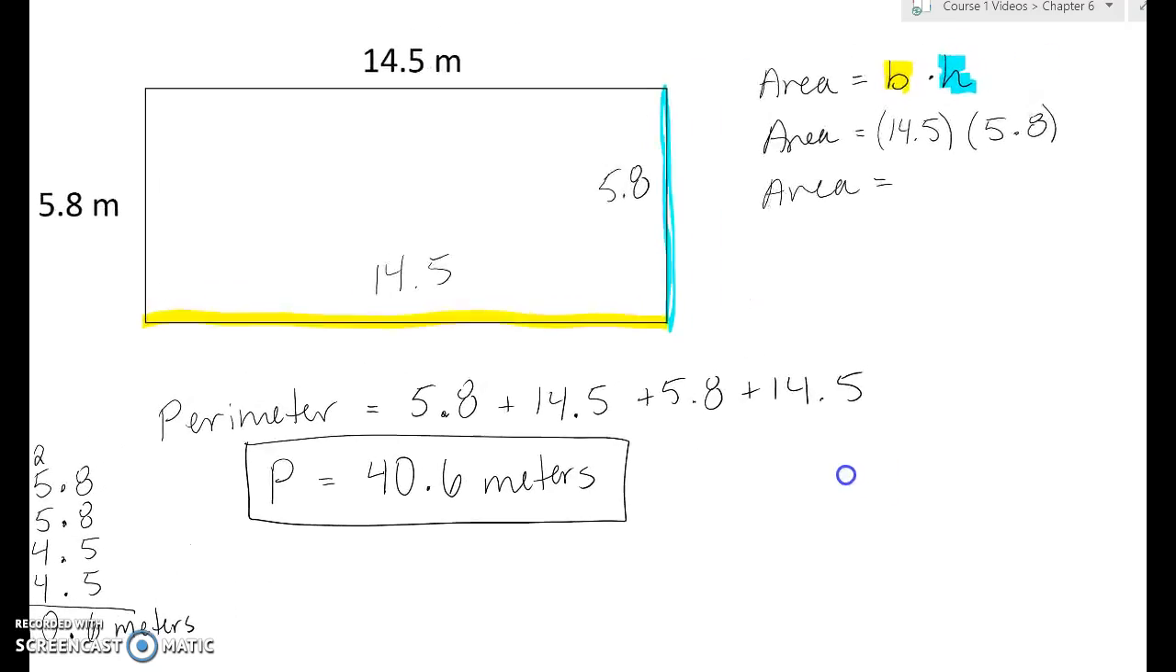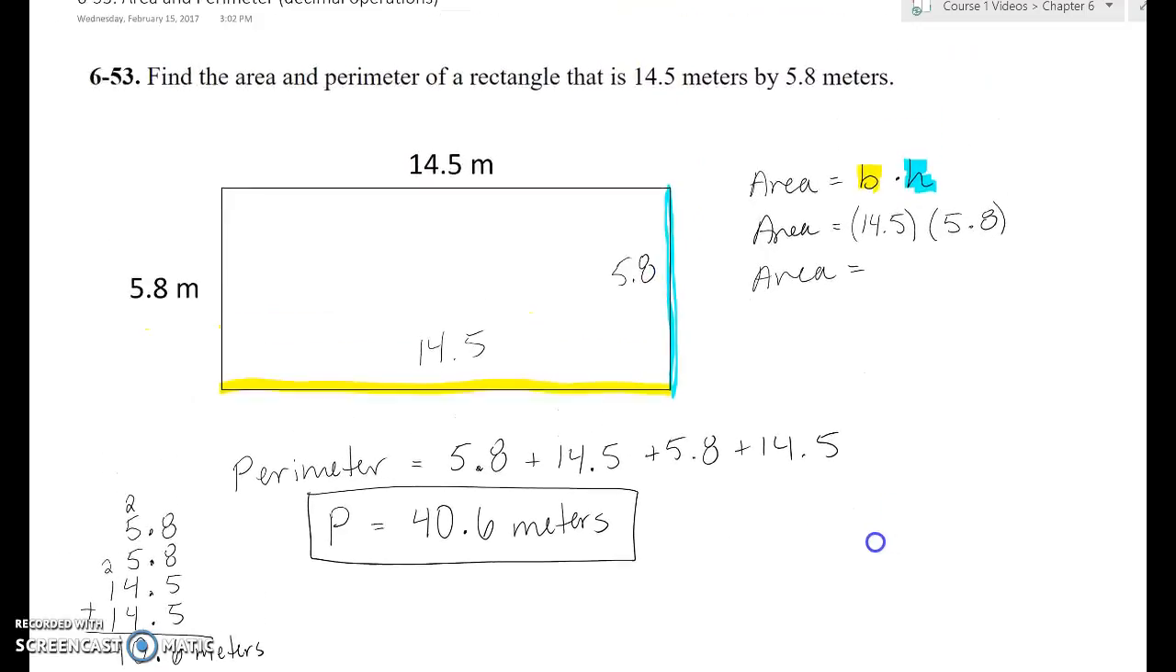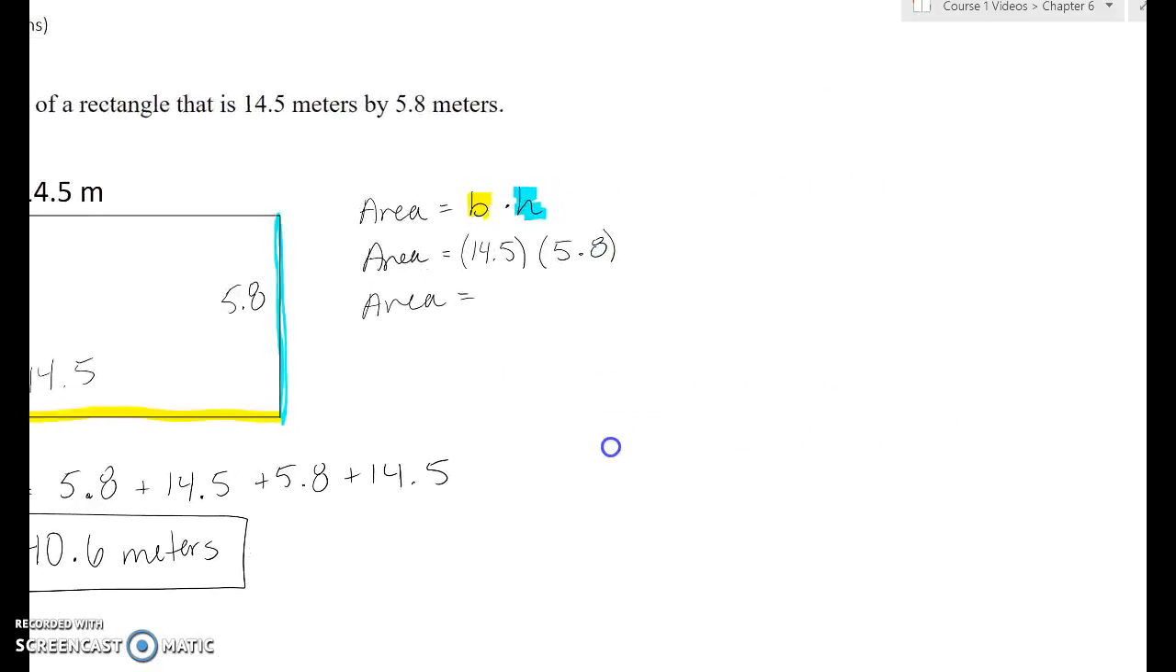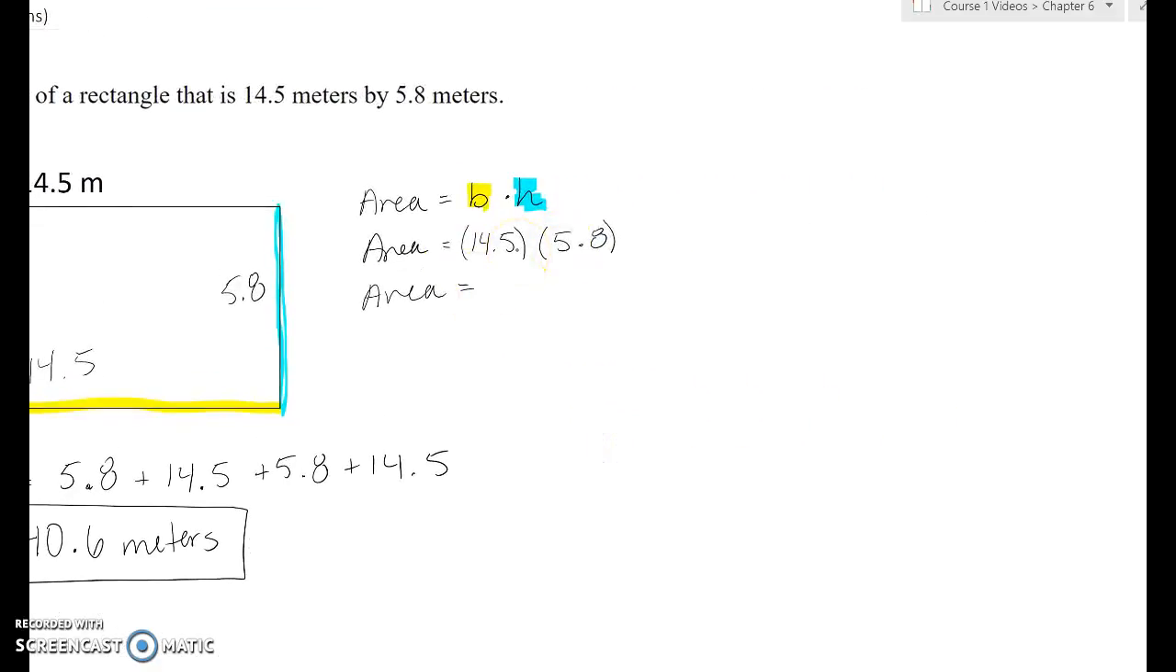Now let's do the area. Let's talk about it. So the area, the formula for the area is either the length times the width, or base times the height here. And if we take the base, which is 14.5, and we multiply it 5 and 8/10 of a time, we're going to get the area. So let's do that calculation over here. So let's practice multiplying with decimals.